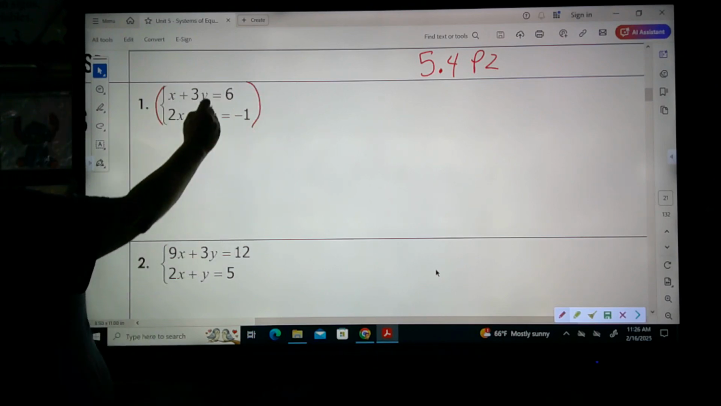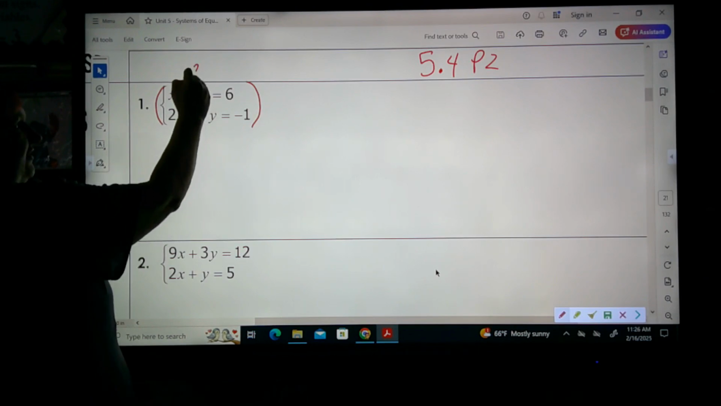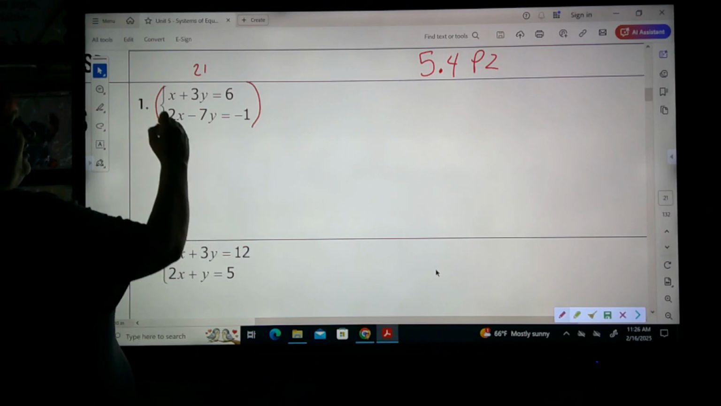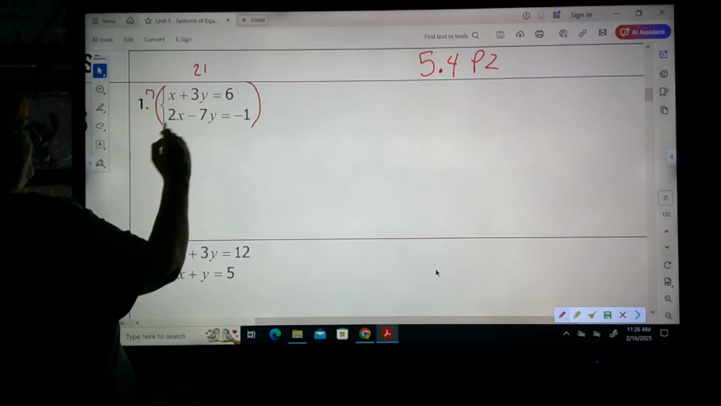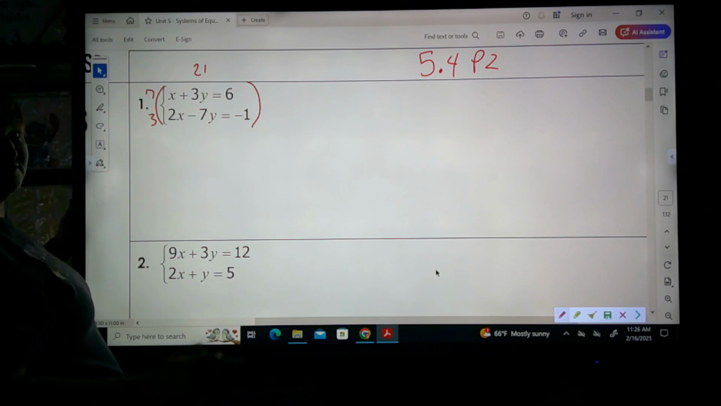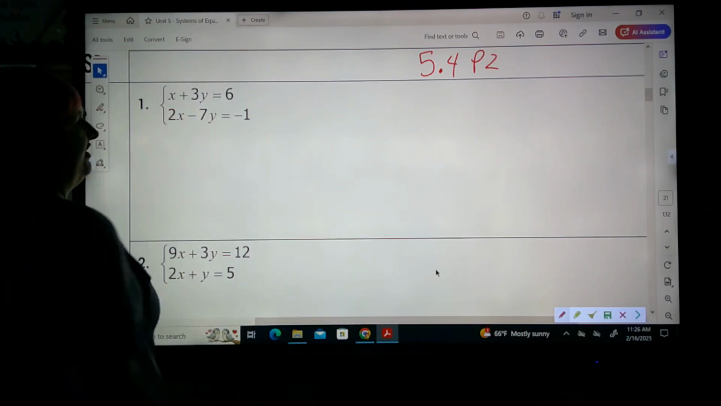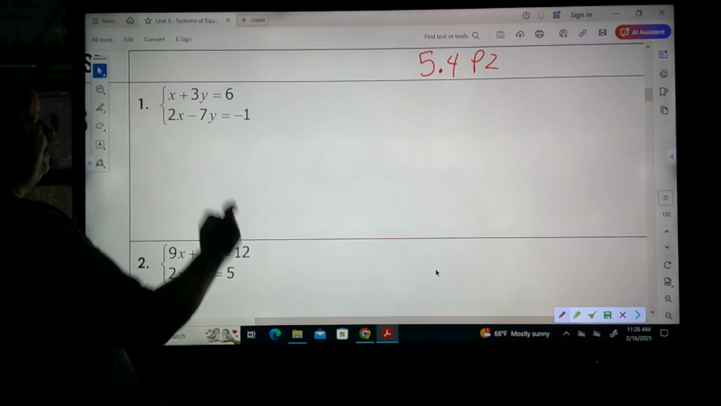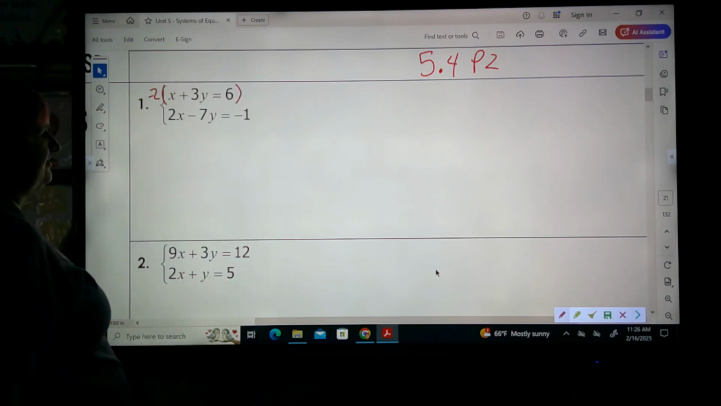So if I wanted to make the coefficient for y the same, 21 would be the common multiple, right? So I could multiply this by 7 to make this 21, and I could multiply this by 3 to make this -21. Whatever's the easiest one to cancel is what you want to multiply by. In this case, making this -2 is definitely going to be the easiest, right?